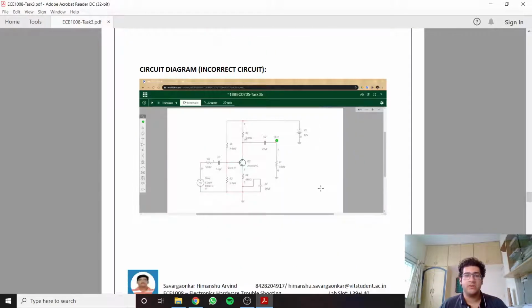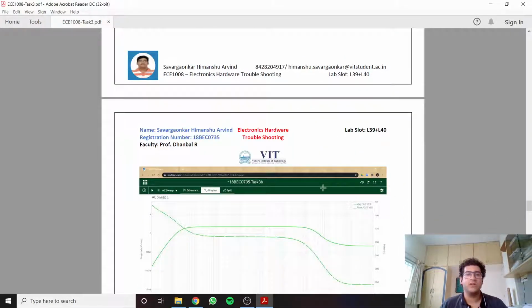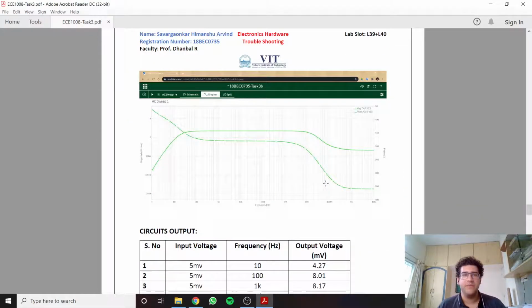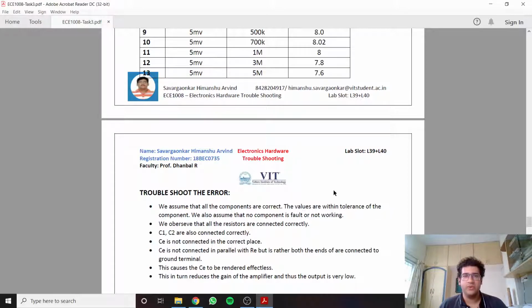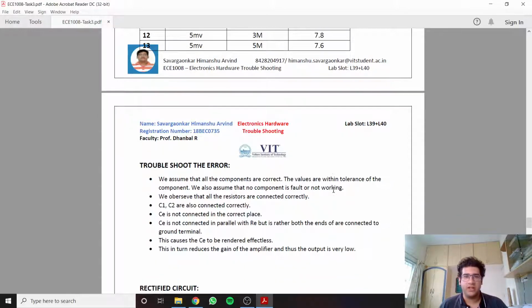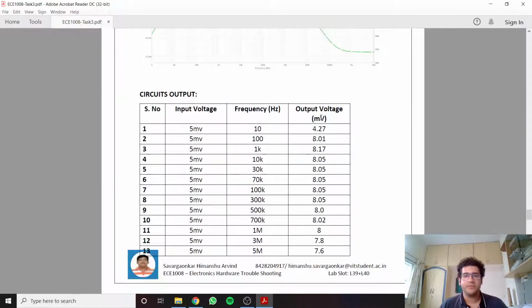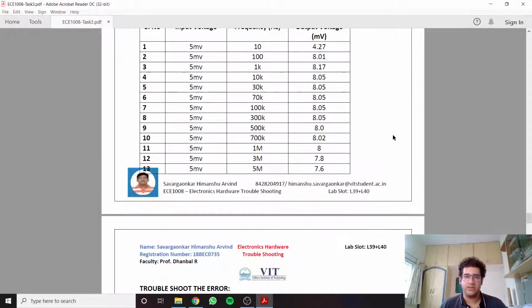It was found that a few of the capacitors, mainly the collector capacitor and C1 and C2, were not connected correctly, which led to lower values and not enough amplification at the end of the transistor circuit.